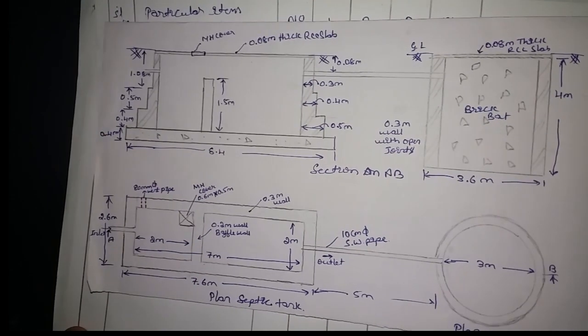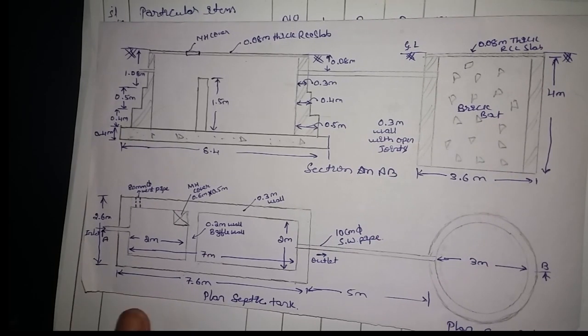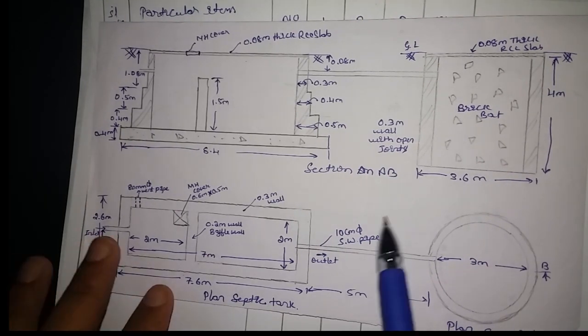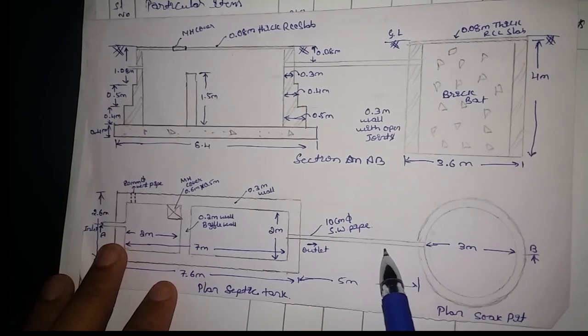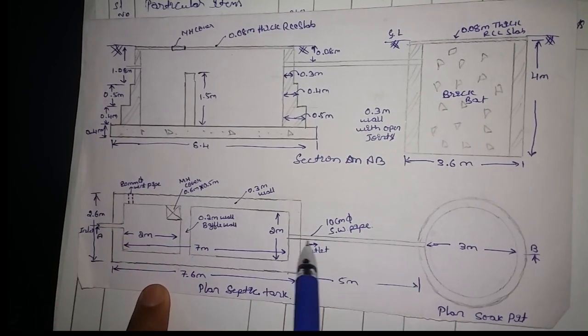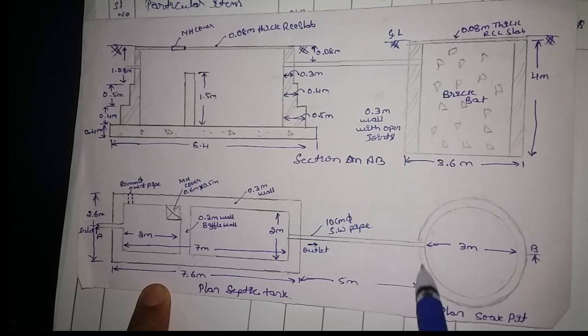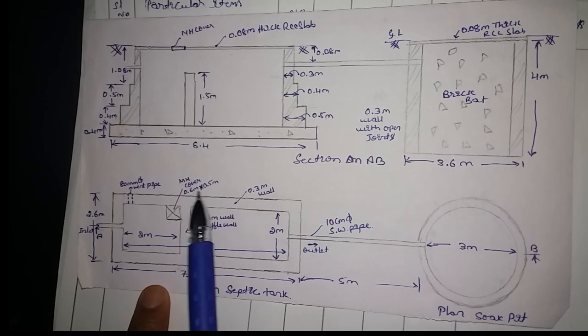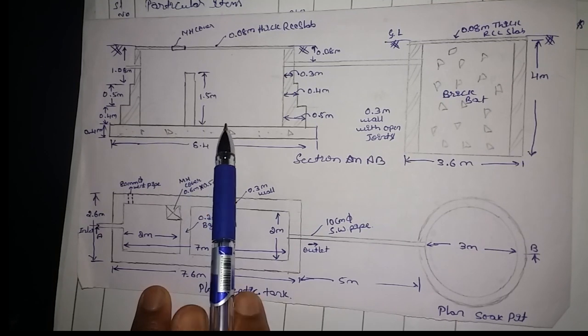This is one of the different types of septic tanks, where you can see the septic tank along with the soak pit in this diagram. The septic tank is connected to the soaking pit, so we call this a soak pit. This is a plan of the septic tank along with the soak pit, and this is a section elevation.